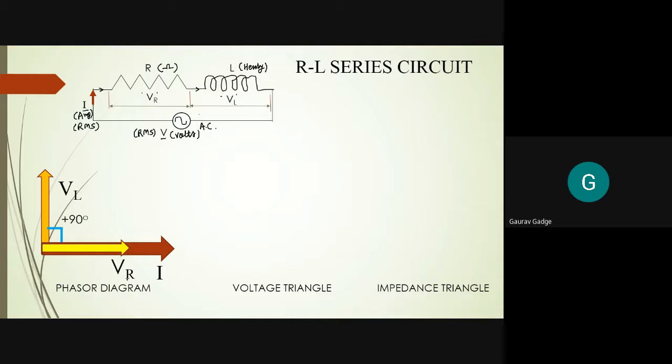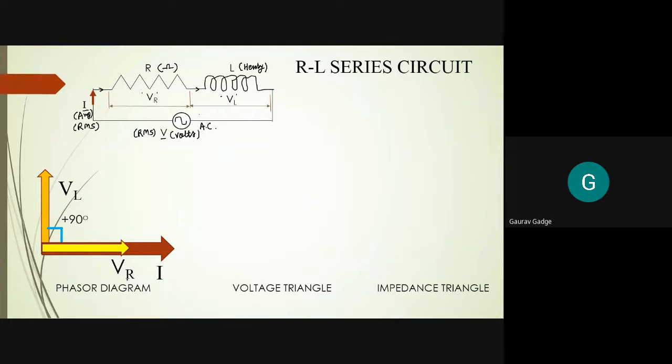Any question? Okay, now just see. After making this phasor diagram, what do I have to do? I have to make the voltage triangle. Now, how many sides are there in a triangle? 3. 1, 2, 3. There are 3 sides in a triangle. So let us make the voltage triangle.